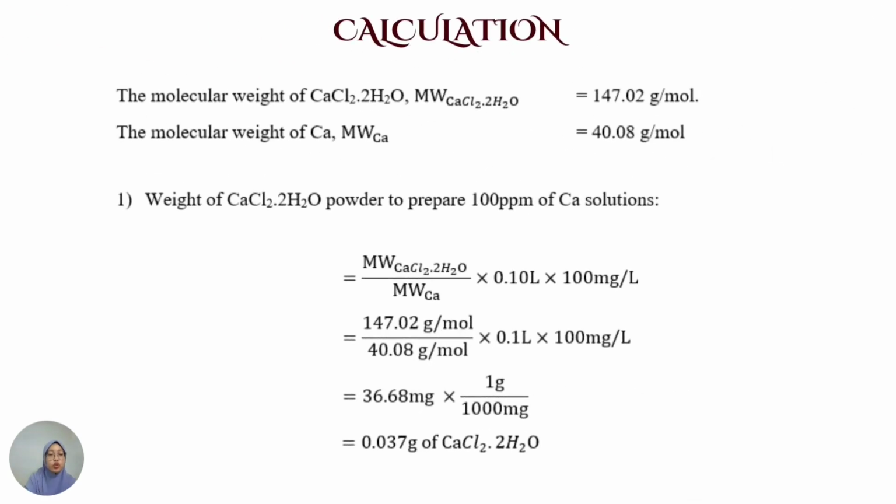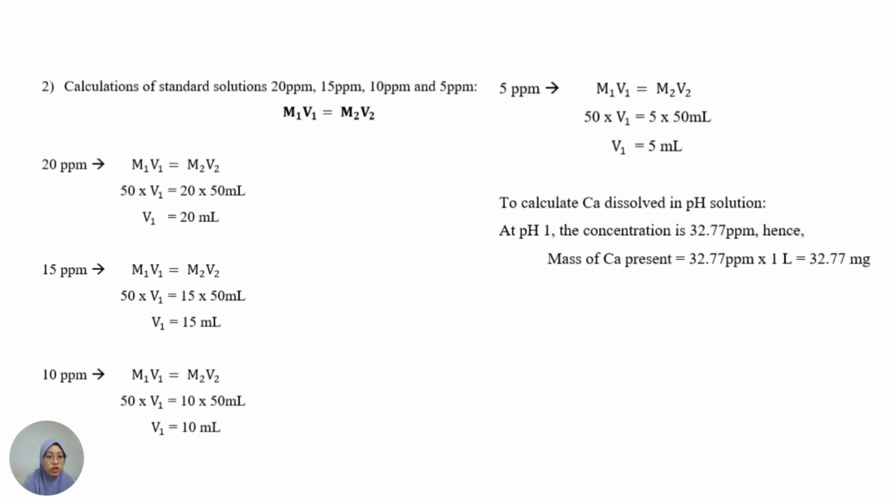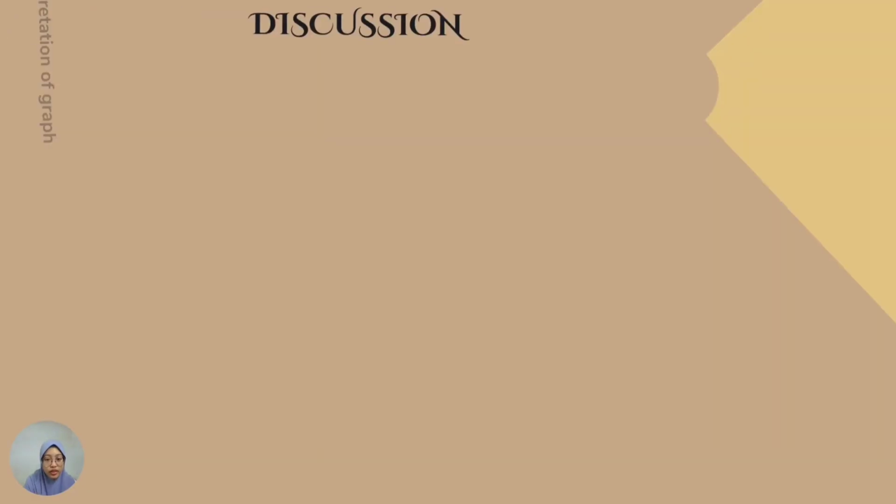We have to know the weight of calcium chloride dihydrate powder needed to prepare the 1 ppm calcium solution. So you get 0.037 gram of calcium chloride dihydrate. In the calculation of standard solutions for 20 ppm, 15 ppm, 10 ppm, and 5 ppm, we will use the formula M1V1 equal to M2V2. M is known as molarity or concentration, and V is volume. Next, we will go to the discussion.